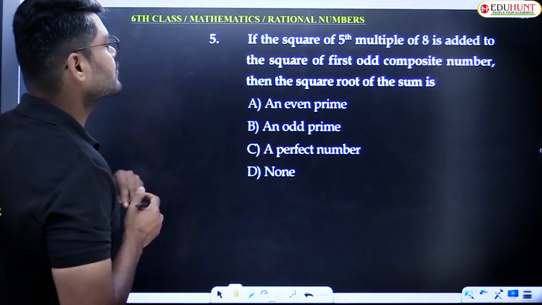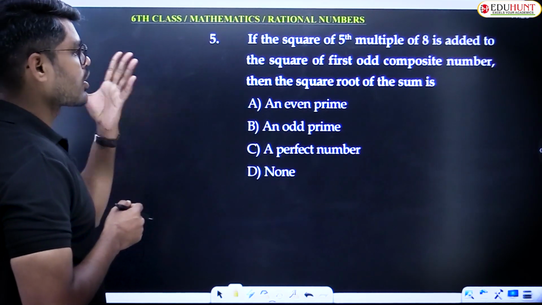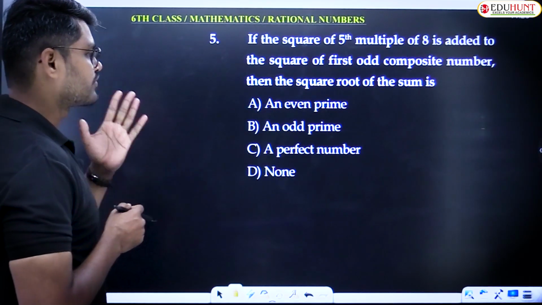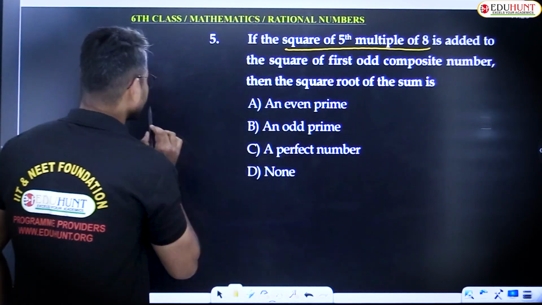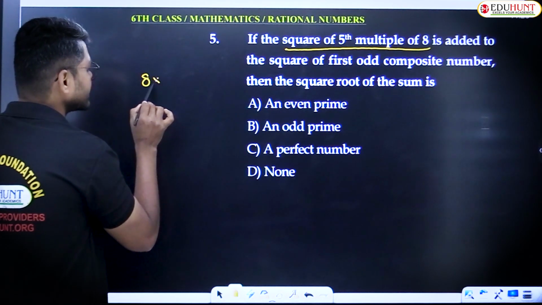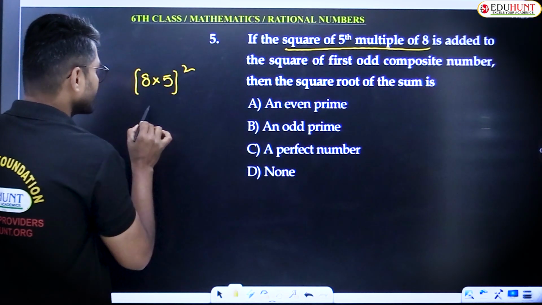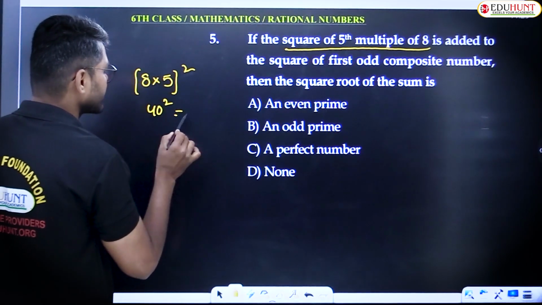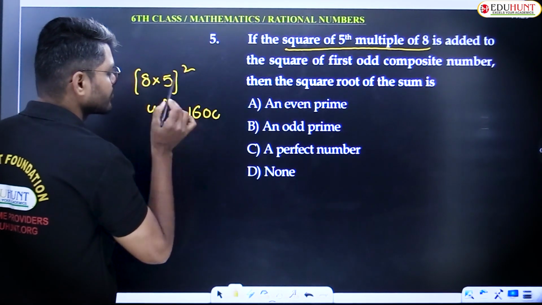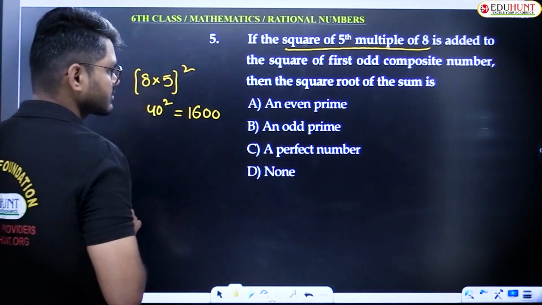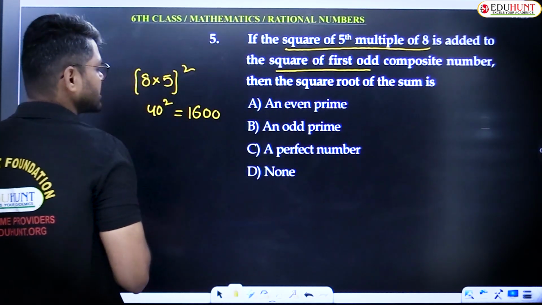If the square of the fifth multiple of 8 is added to the square of the first odd composite number, then the square root of the sum is. The square of the fifth multiple of 8. The fifth multiple of 8 means 8 into 5, square: 40 square. 40 square is 4 4's 16, and one 0 is there, so we put 2 zeros: 1600.